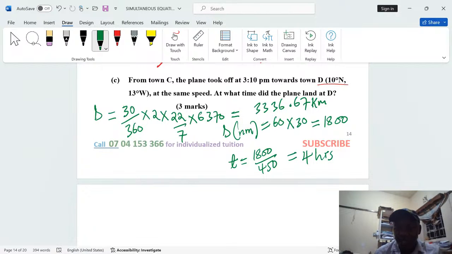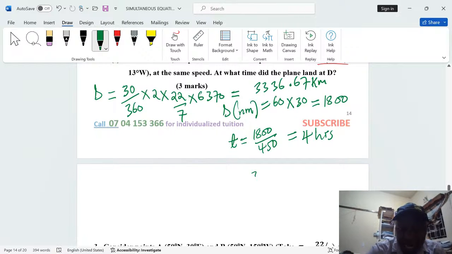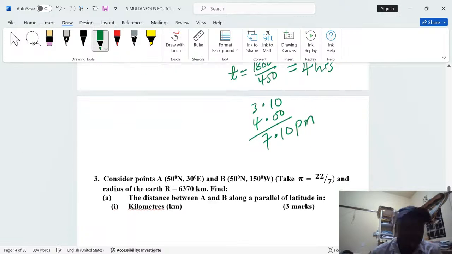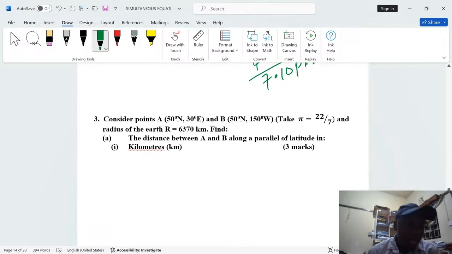So we are simply going to add to 3:10. We are adding 4 hours, and this will be exactly 7:10 p.m. the same day. That is the time of arrival. We are finishing up.